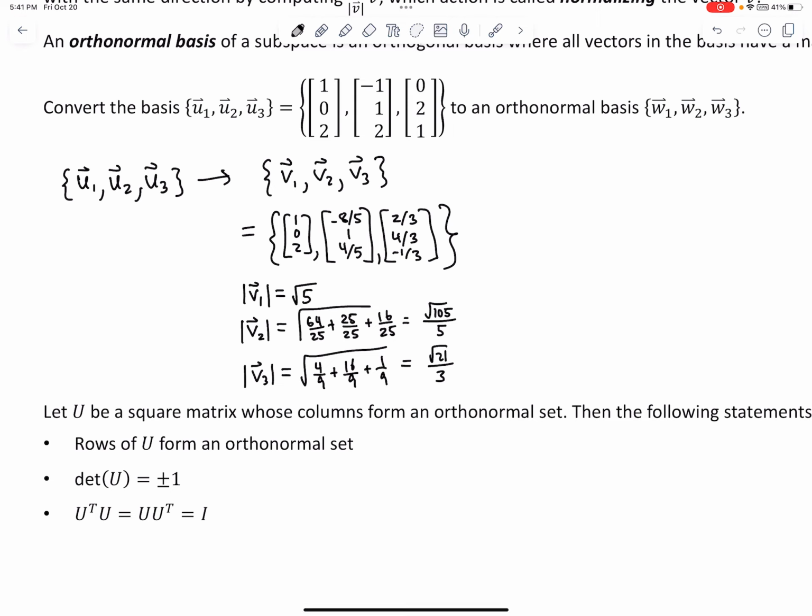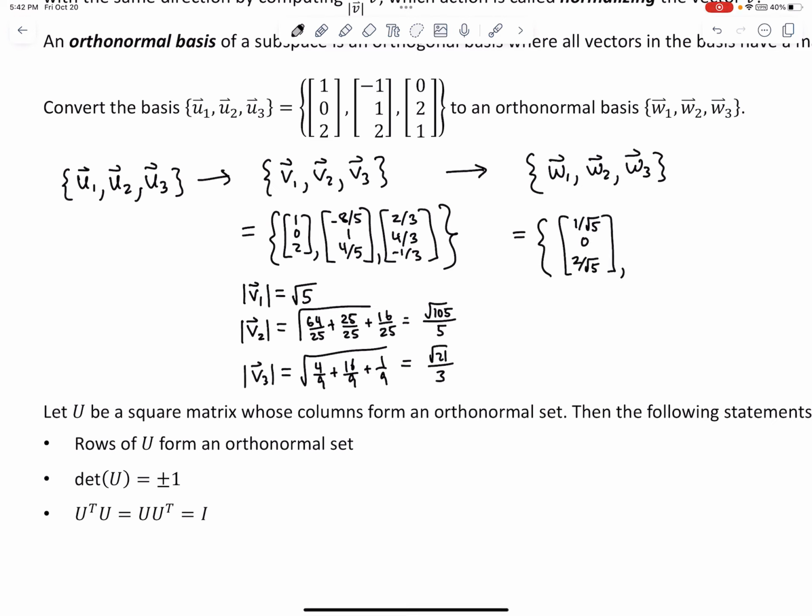So if I now want to convert this all the way to an orthonormal basis, and we'll use w's to represent that we've gone that far, then we just need to normalize the vectors v by dividing each one by its respective magnitude. So this will form the following basis. Divide each component of v1 by its magnitude, and we get the first vector in our orthonormal basis: 1 over rad 5, 0 still, and 2 over rad 5.